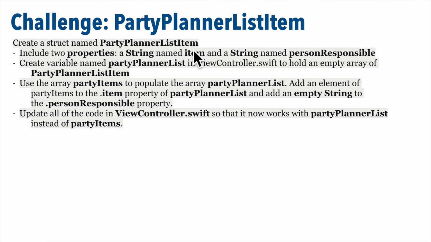Create a struct named PartyPlannerListItem. Add two properties, a string named item and a string named personResponsible. Create a variable named partyPlannerList in ViewController.swift to hold an empty array of PartyPlannerListItem. Use the array partyItems to populate the array partyPlannerList. Do this in viewDidLoad by adding an element of partyItems to the item property of partyPlannerList and an empty string to the personResponsible property. Then update all the code in ViewController.swift so that it now works with partyPlannerList instead of partyItems.